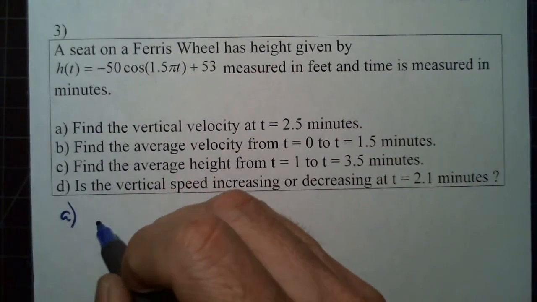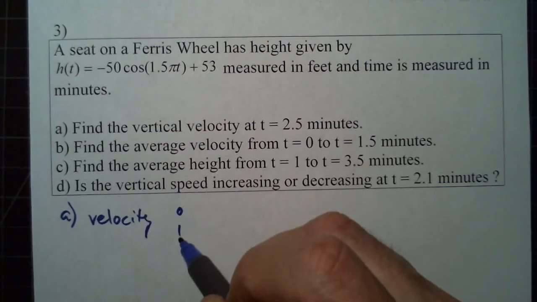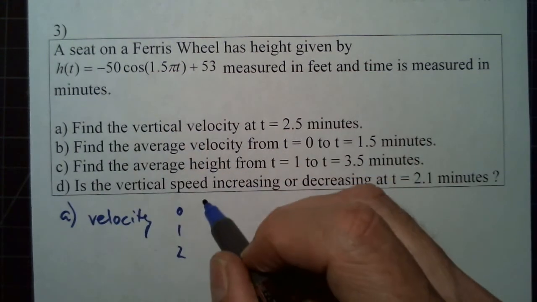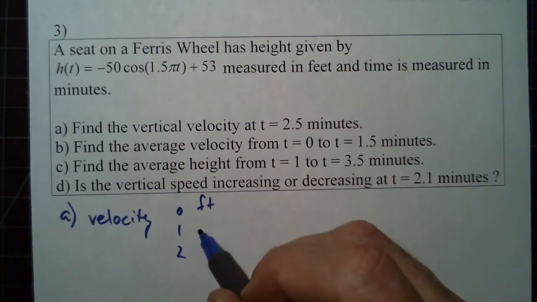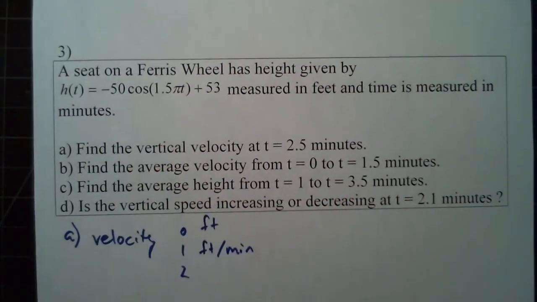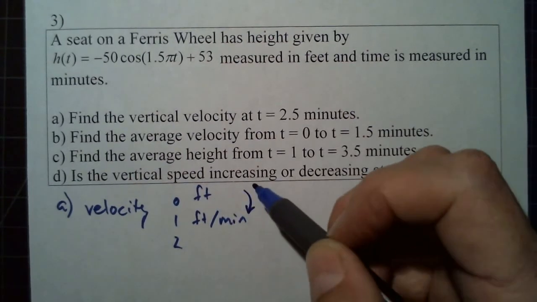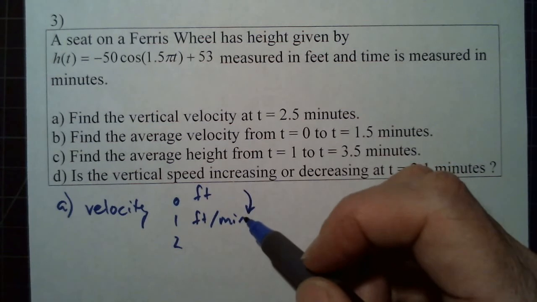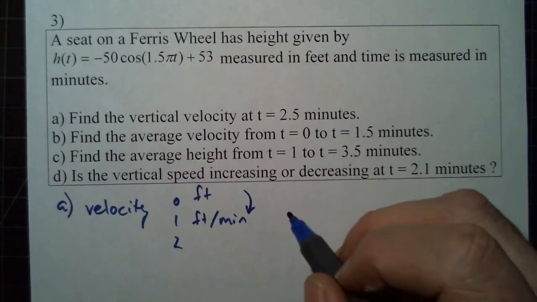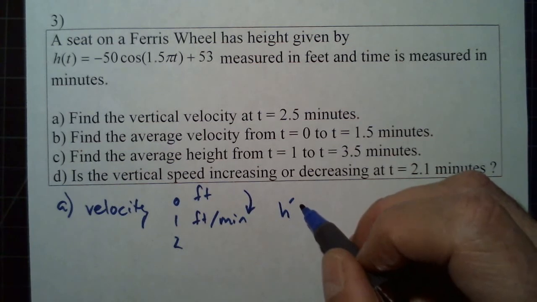So part A, we know that velocity is the key word, and if we look at the levels of rates, this is measured in feet, and we're going to find velocity, which is feet per minute, because this is measured in minutes. We're given feet, and we're trying to find velocity. Moving down a level means we need a slope. This is going to be an instantaneous rate of change, or the derivative. We need h prime of t.